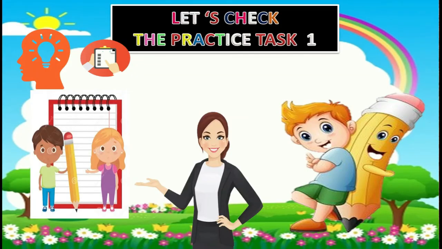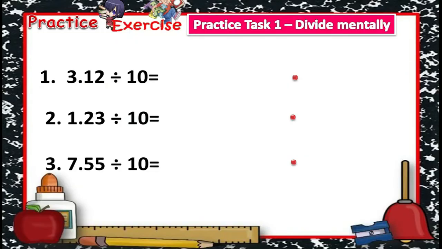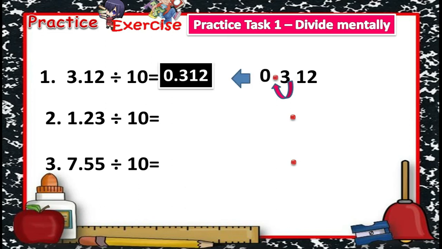Let's check practice task 1. 10 has 1 zero. It means we are going to move the decimal point 1 place to the left. 3 and 12 hundredths divide by 10. Move 1 place. So the answer is 312 thousandths. For number 2, 1 and 23 hundredths divide by 10.